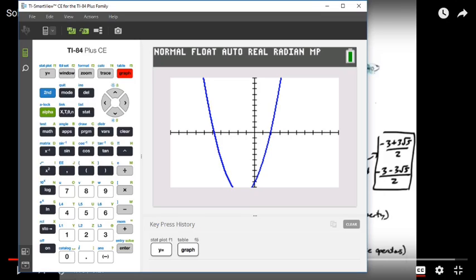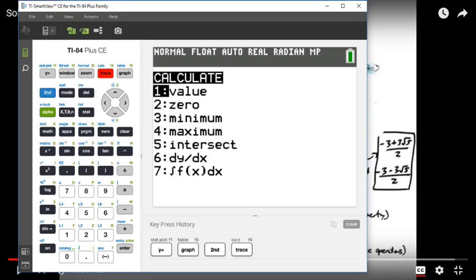So I can use this function on the calculator to help me find the zeros. You guys remember zeros are also known as roots. They're also known as x-intercepts. They're also known as solutions. Four names for the same thing. So anyways, I want to find the zeros of this function.